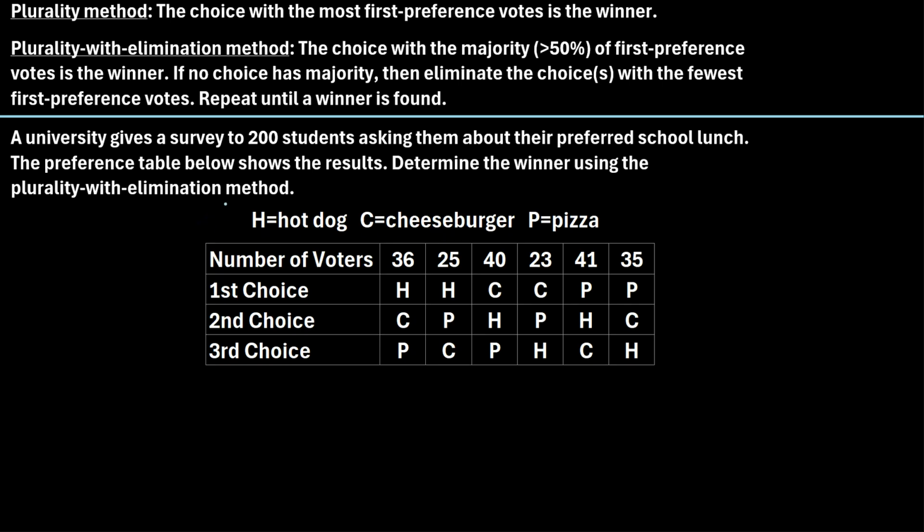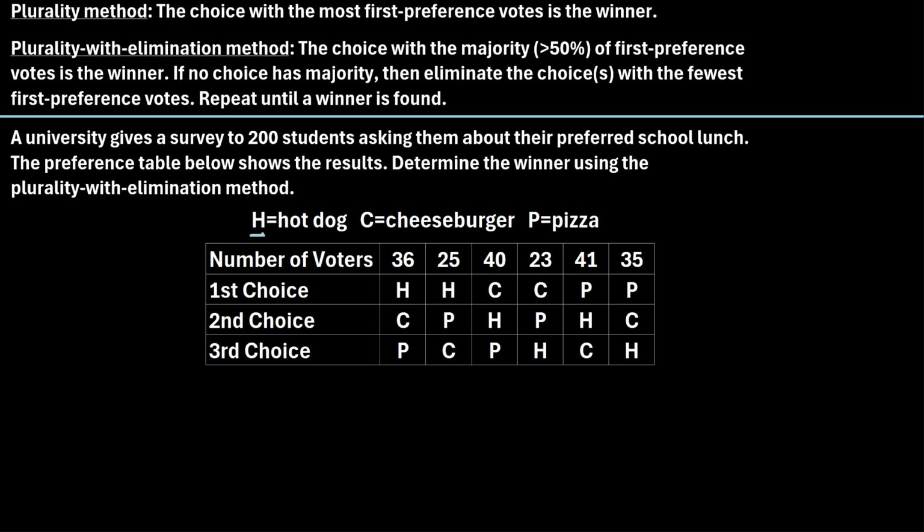This says a university gives a survey to 200 students asking them about their preferred school lunch. The preference table below shows the results. Determine the winner using the plurality with elimination method. So here are the results of our survey. We asked students what their preferred school lunch is.